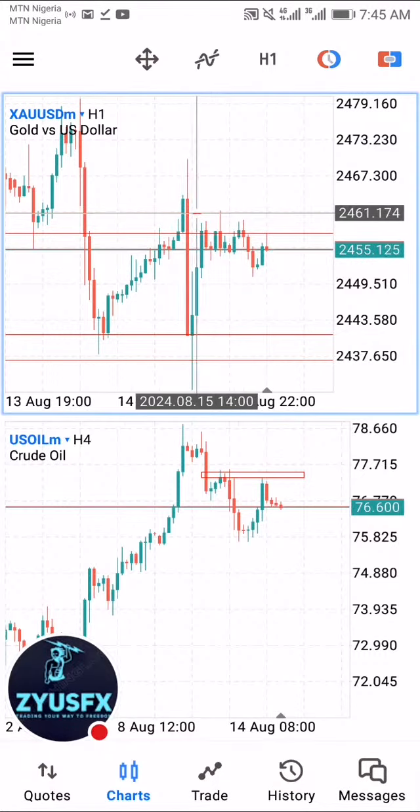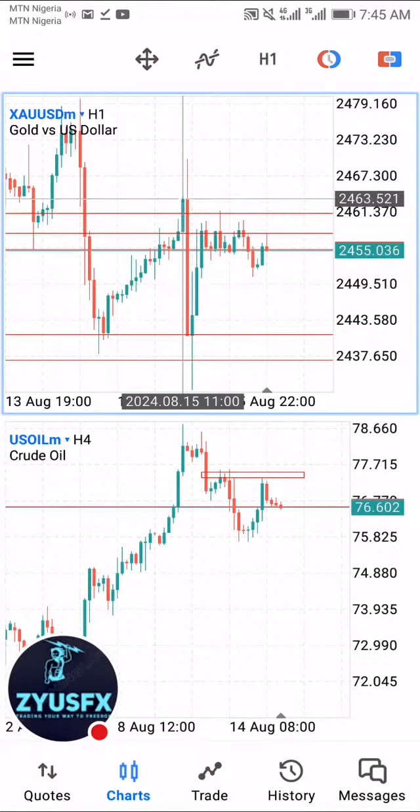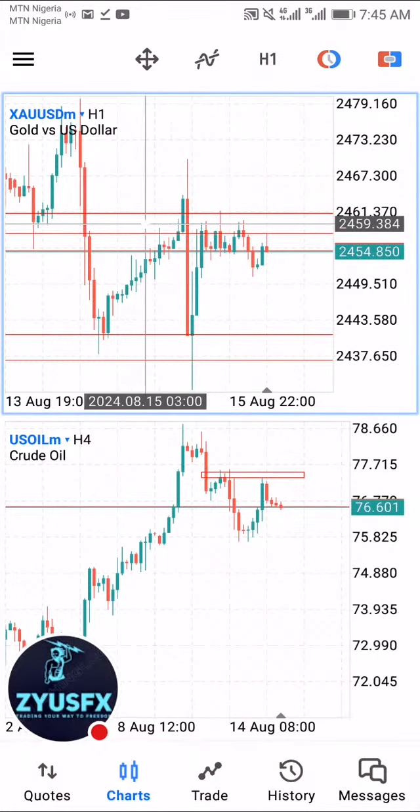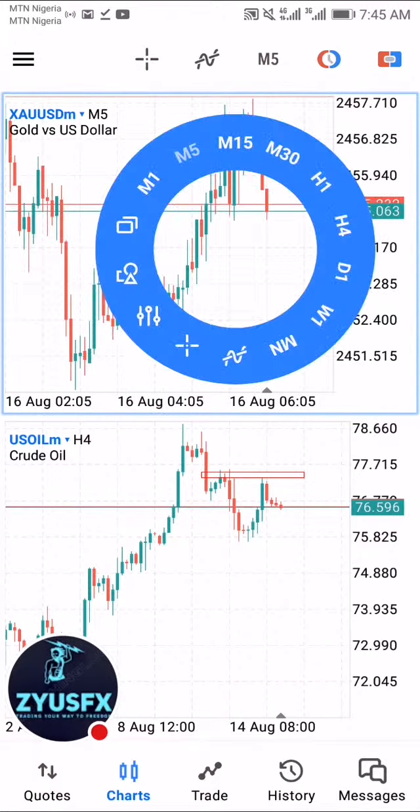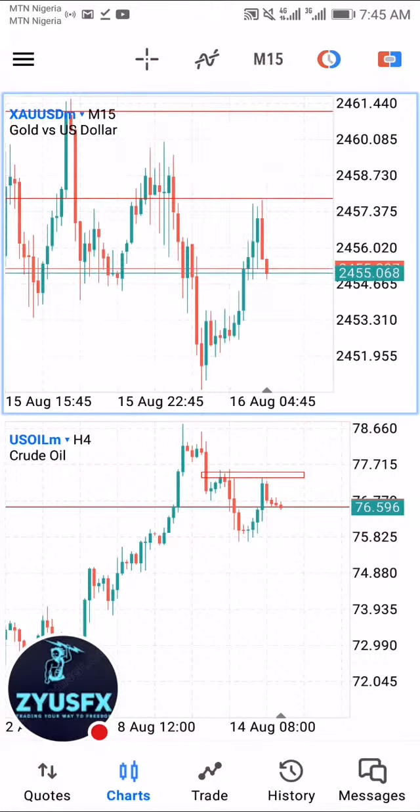We are not using this because this is a news release. This was what caused this impulsive move. So we are not using that. So we are still using this as a retest area, as a key level. So let's scale down to the entry time frame. I use a 15 minutes time frame.